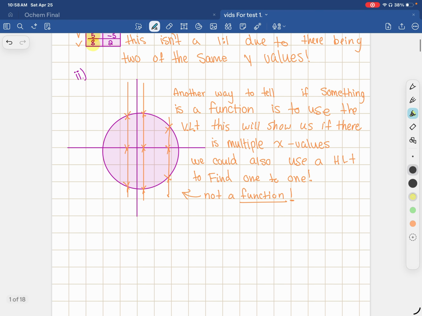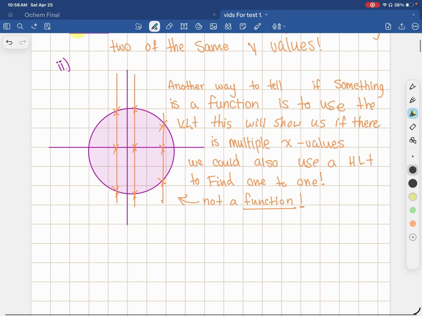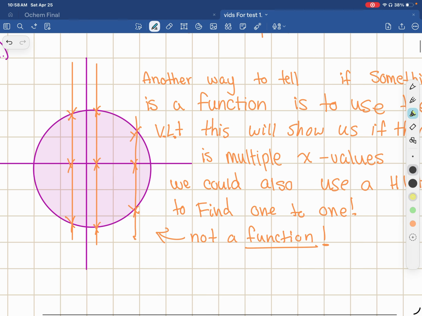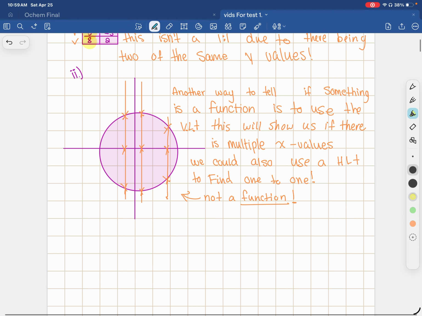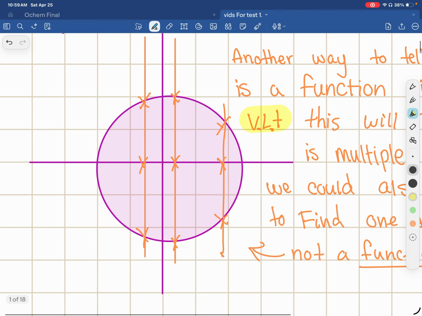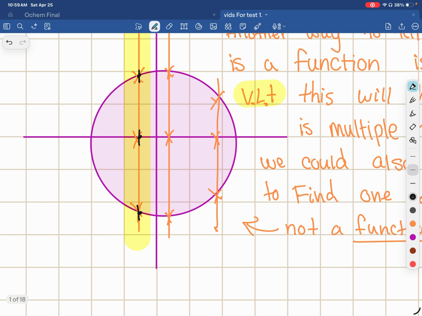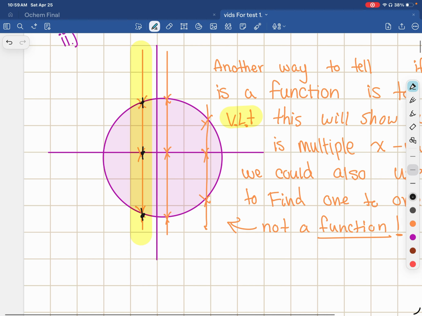Now let's move to the second image, which is a graph. If we're given a graph like this, right off the bat we see it's a circle. We know it's not going to be a function, but we have to explain why, or why it's definitely not one-to-one. Another way to tell if something is a function is the vertical line test. This will show us if there are multiple x values. If we draw a straight line on one x value, it is going to hit multiple times throughout our graph. So we know for a fact that this cannot be a function. We have two hits right here and right here on this x value. This cannot be a regular function.